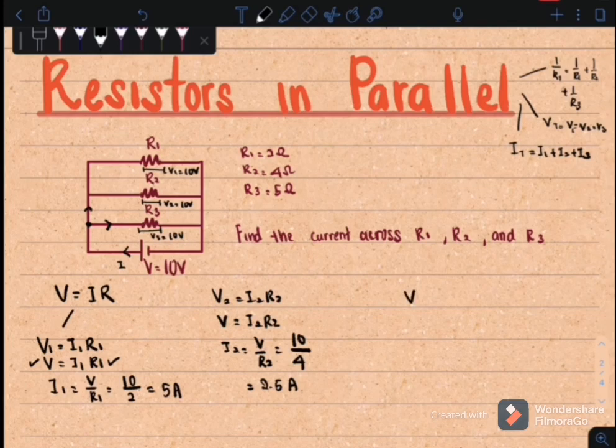And then for resistor 3, the current across resistor 3, I'm going to use the same equation. V3 is equal to I3 R3. So it becomes V is equal to I3 R3, where my I3 is equal to V over R3, where V is 10 over R3, 5 ohms. So we'll end up with my I3 as 2 amperes, which is the current that passes through resistor 3.